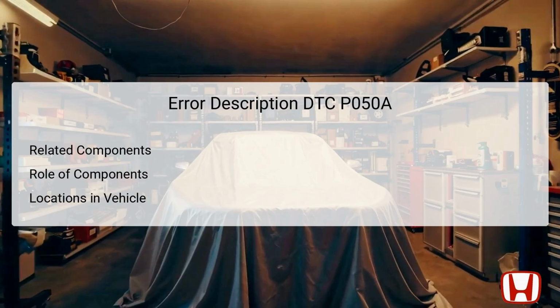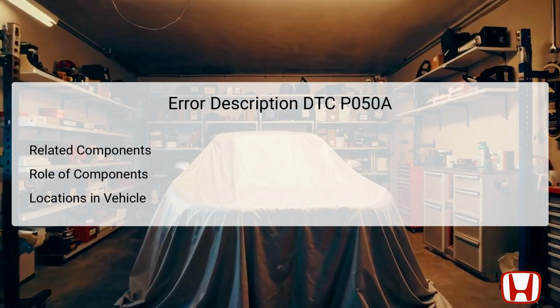The DTC P050A pertains to several key components within the air intake and management systems of the Honda CR-V. These components include the air cleaner element, intake air duct, throttle body, and the mass airflow, MAF, sensor with the intake air temperature, IAT, sensor. Each plays a vital role. For instance, the air cleaner element filters harmful particles from incoming air before it reaches the engine, while the MAF sensor measures the amount of air entering the engine to ensure proper fuel delivery.